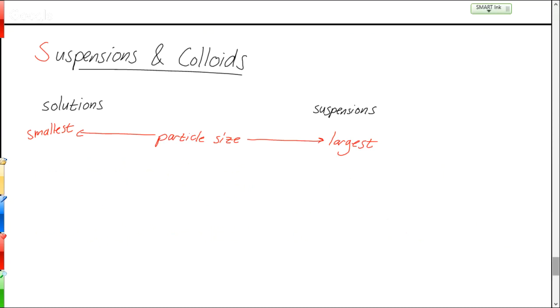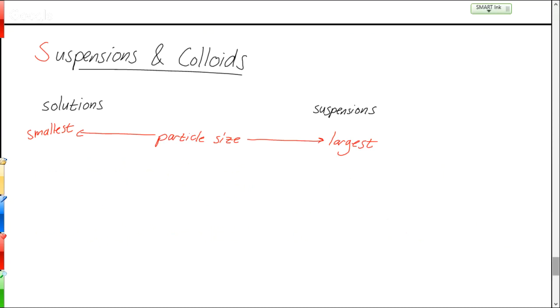What's a main feature of a suspension? Has anybody ever heard of something called a suspension, like a medicine or something like that? Yeah, amoxicillin, like that pink stuff that you get sometimes. Probably not anymore because you probably swallow pills now, but when you were younger, you got that gross pink stuff. And what do you have to do before you drink it? You have to shake it, right? And that's because the particles in a suspension are so large that they will settle. They'll fall to the bottom if they're not shaken up.